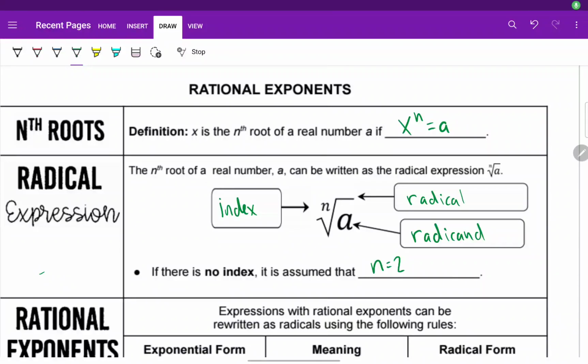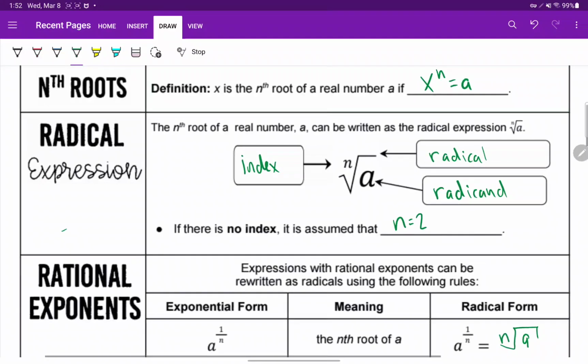So these are the notes for rational exponents. The first thing we have is the definition for the nth roots. It says x is the nth root of a real number a if x to the n equals a. So from here it says the nth root of a real number a can be written as the radical expression the nth root of a.